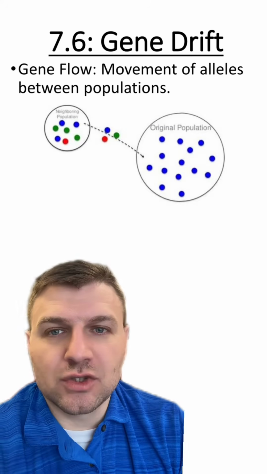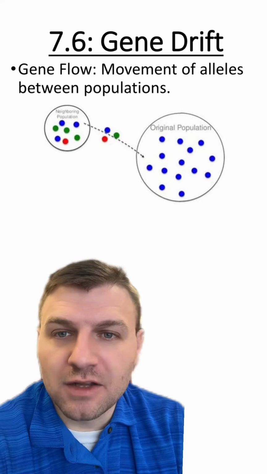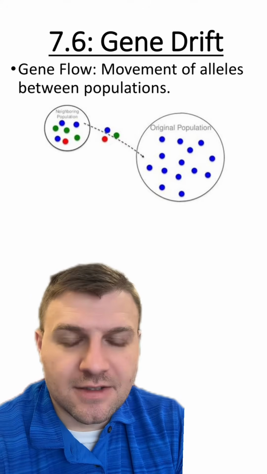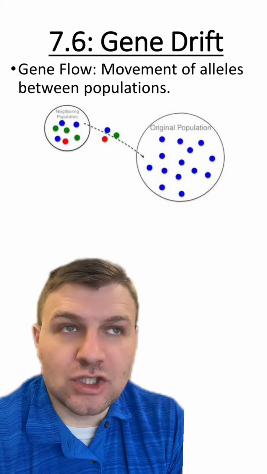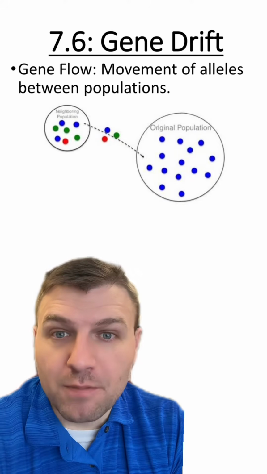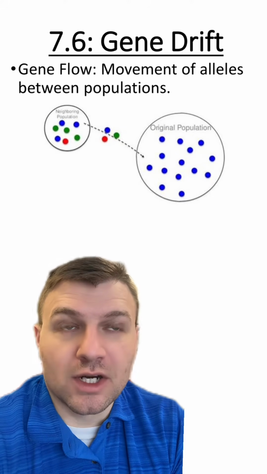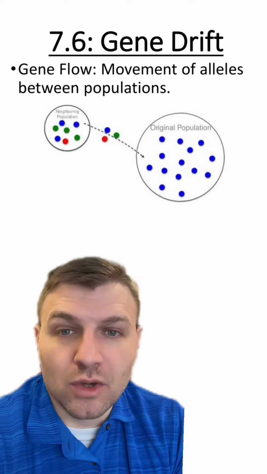One type of genetic drift is called gene flow, and this is just the movement of alleles from one population to the next. So in this way, there's going to be a change in the allele frequency of both populations, the population where the organisms left and the population where the organisms arrived.